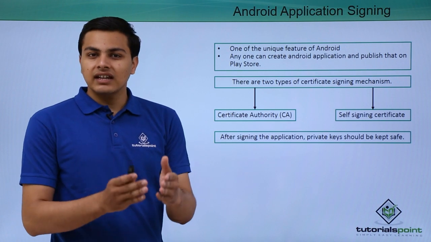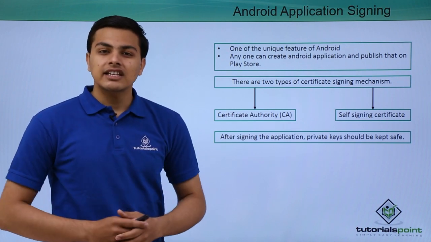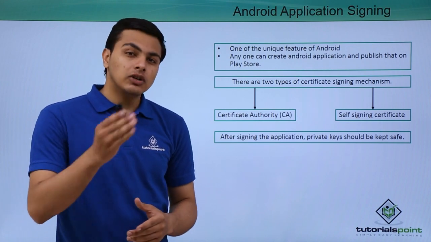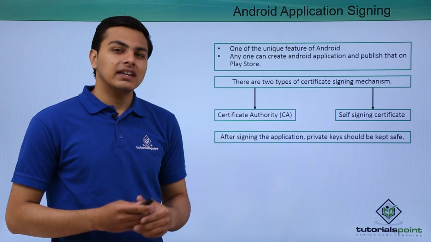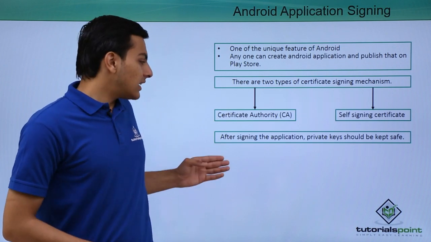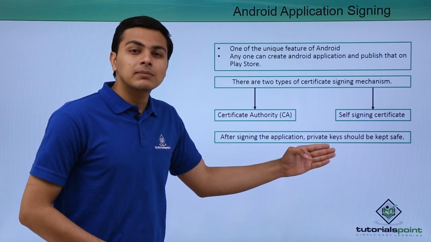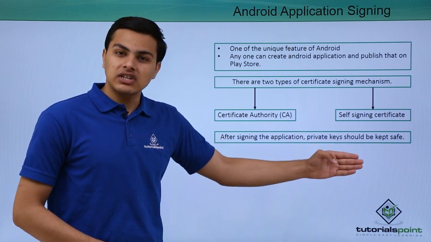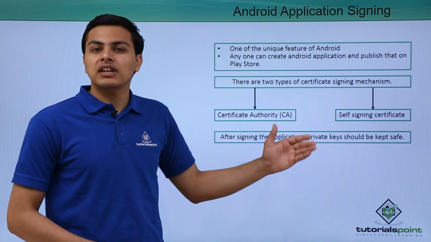Once we have signed our application, we actually get two keys. The first key is the public key, which is actually visible to all the users. The second key which we get is the private key. The thing to be noticed is that after signing the application, we have to keep the private key at a safe location. So this is how the application signing mechanism takes place.